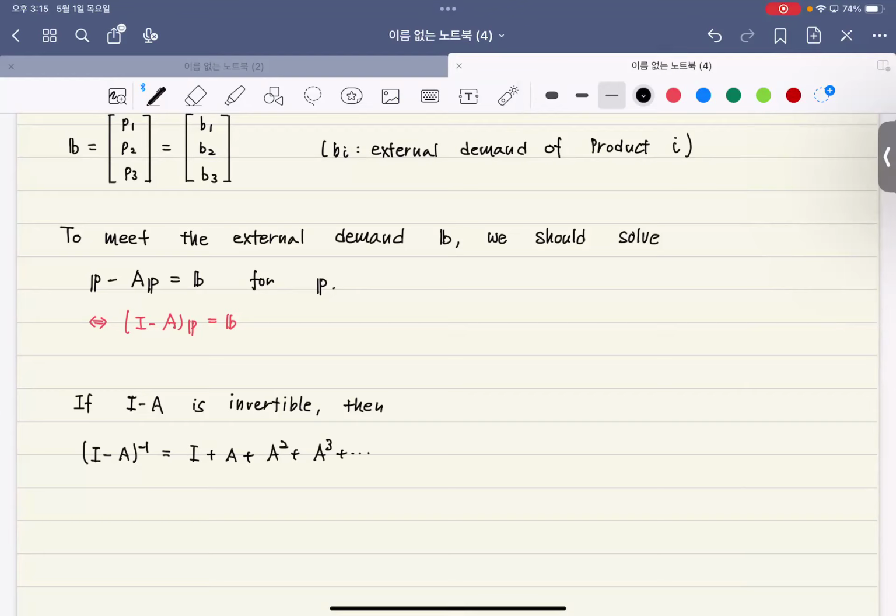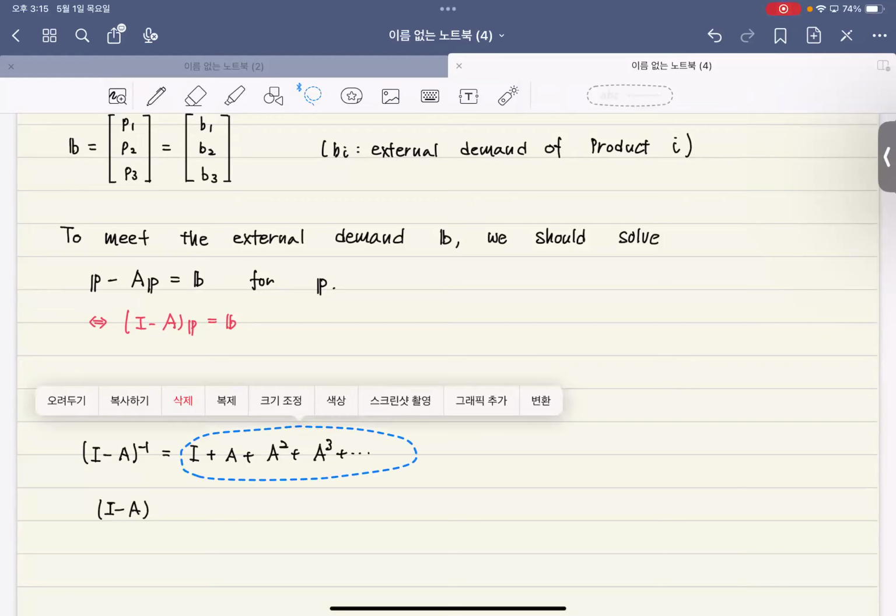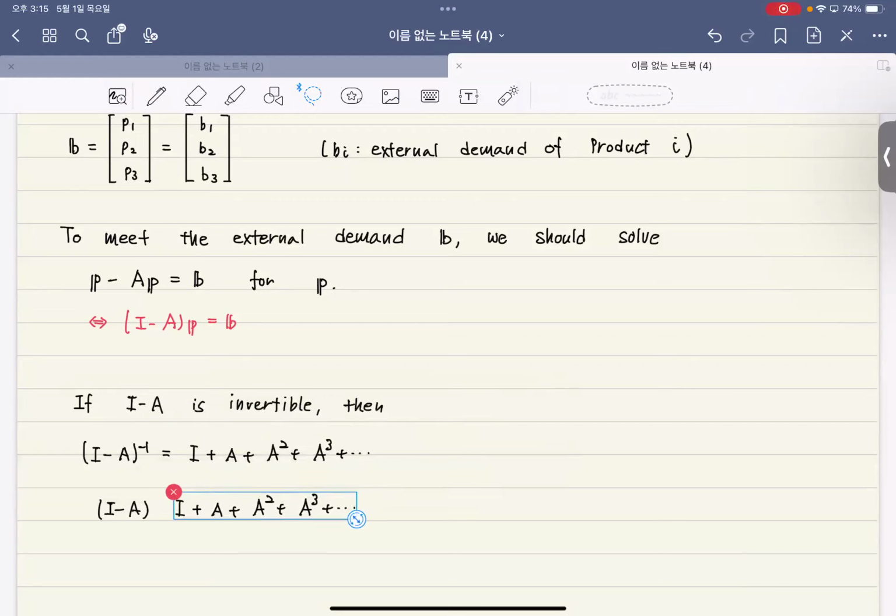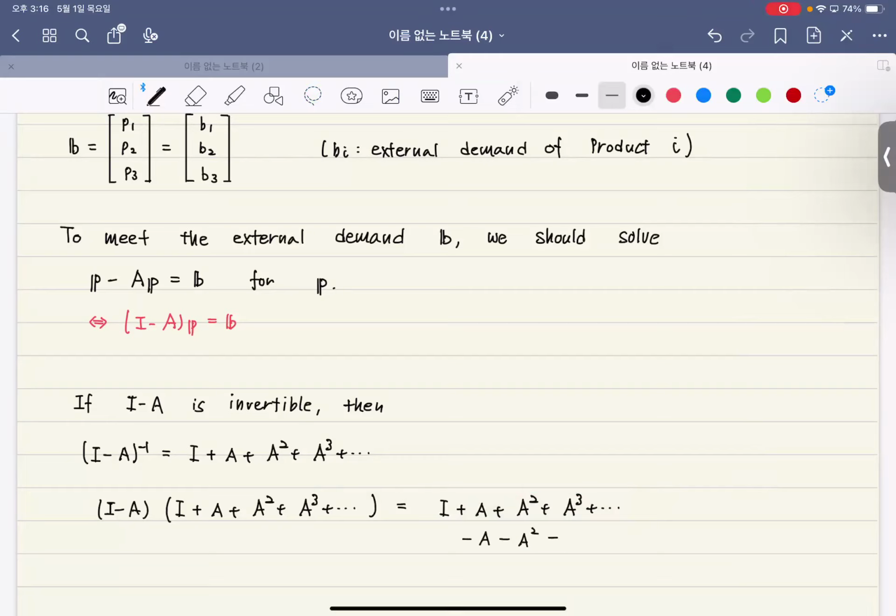Because if you multiply I minus A times this guy, then this is going to be this one minus A squared minus A. So it must be the identity. This is the reason why this guy is the inverse of this one, if it exists.